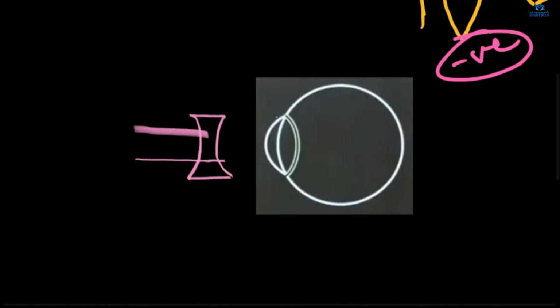It will diverge the light. It will say to this lens that the light is coming like this. Then it will say, okay, then I can form its image on the retina now. This I can do now.